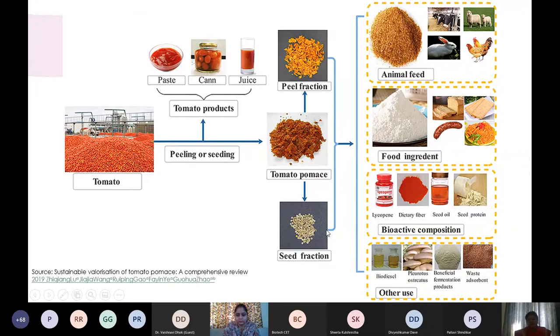Why? Can anybody tell why the seeds contain oil? Any answers? Yes, participants, may interact directly. Any participants willing to answer? Why does the seed contain oil? Because almost all seeds contain oil. Why? Okay, I'll tell you. Might be because of fatty acids? Fatty acids, yes. Fatty acids are required. But why does it contain fatty acids?